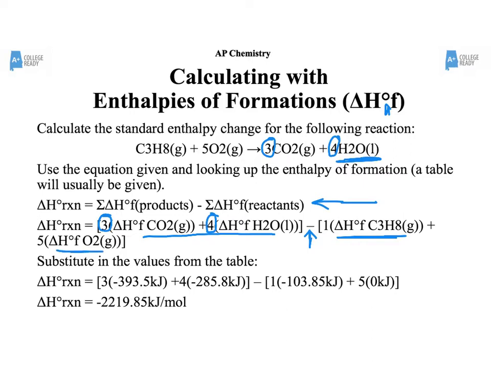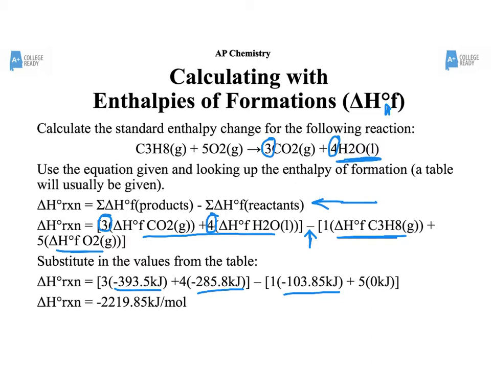Now, once I have that set up, I can just substitute in the values. So I either look at the table or go back to the back of my textbook, and I find the enthalpy of formation for carbon dioxide is negative 393.5. And the enthalpy of formation of liquid water is negative 285.8. Substitute that. The enthalpy of formation of the methane is negative 103.